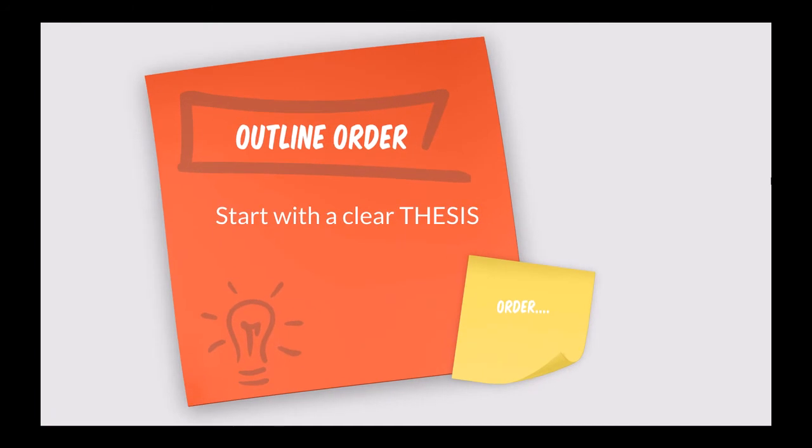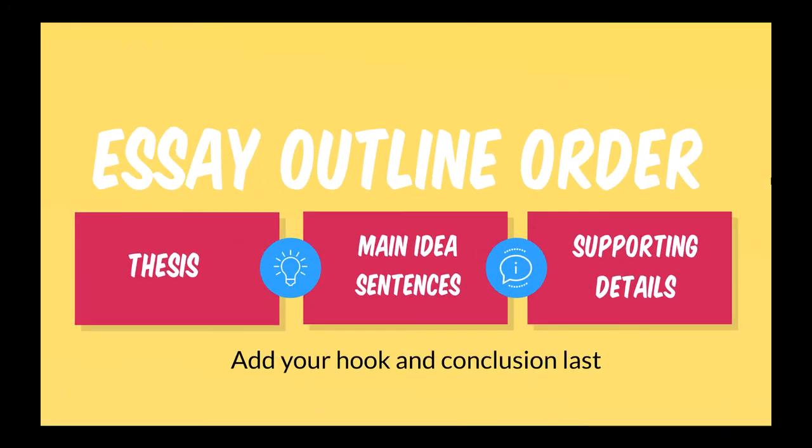For outline order, we always want to start with a clear thesis. Once you have a topic, write a clear thesis because your thesis will tell exactly what your essay is about. For essay outline order, write your clear thesis first. Then, for a 5-paragraph essay, write your 3 main idea sentences. After you write your 3 main idea sentences, list your supporting details. Finally, you can add your hook and conclusion last.